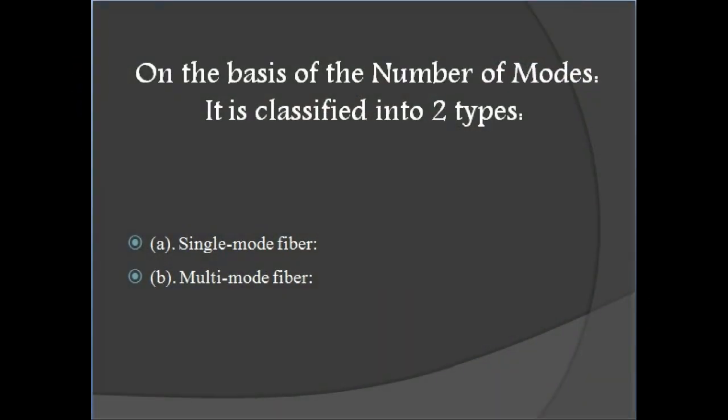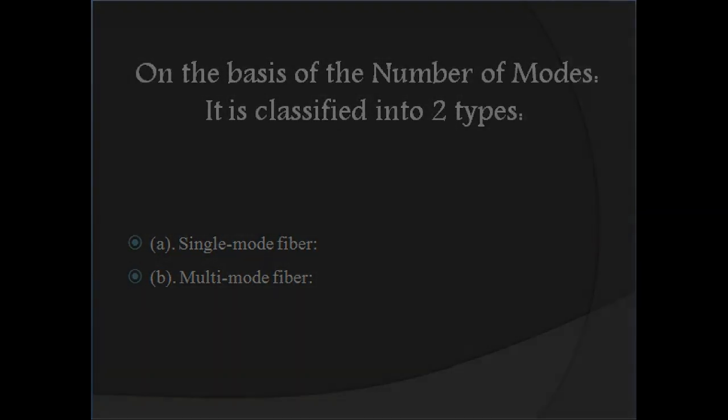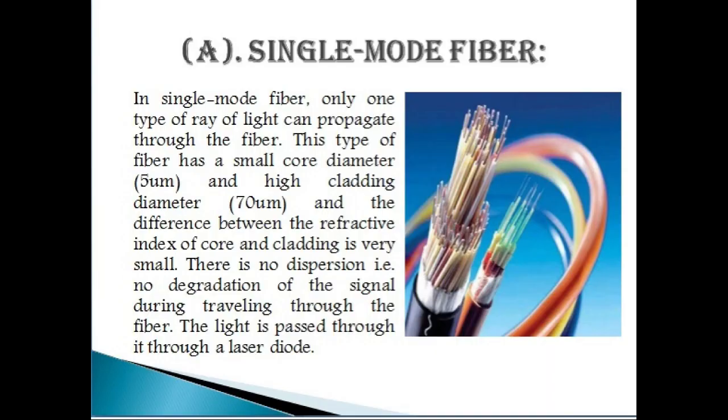Types of fiber optics. Generally, optical fiber is classified into two categories based on the number of modes and the refractive index. These are explained as follows. 1. On the basis of the number of modes. It is classified into two types.